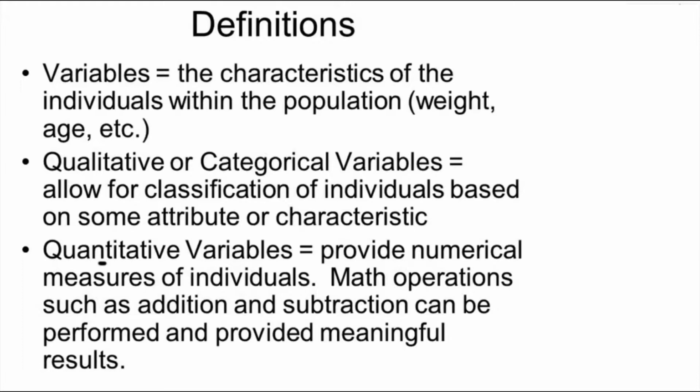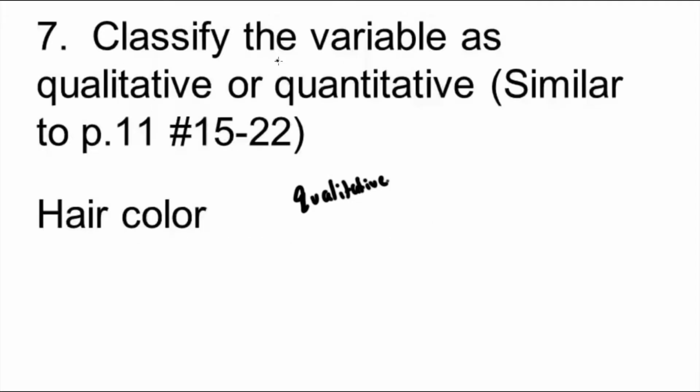Sometimes the number might not mean anything. In that situation only, the number will become qualitative. Now let's look at some examples. First, classify the variables as qualitative or quantitative. Here, hair color: there's no number for the hair color, so this is qualitative.